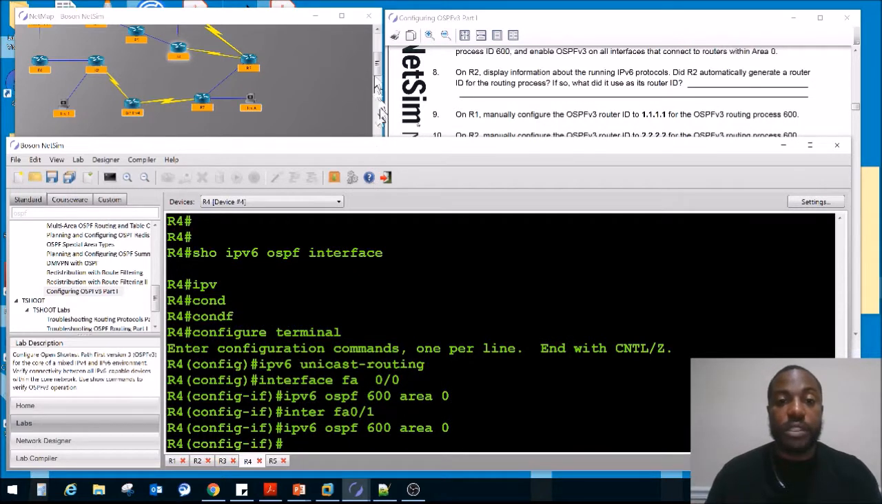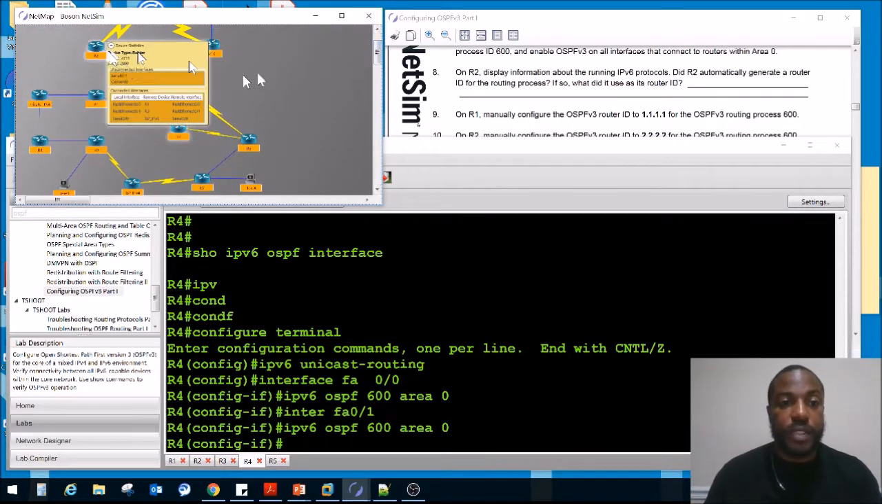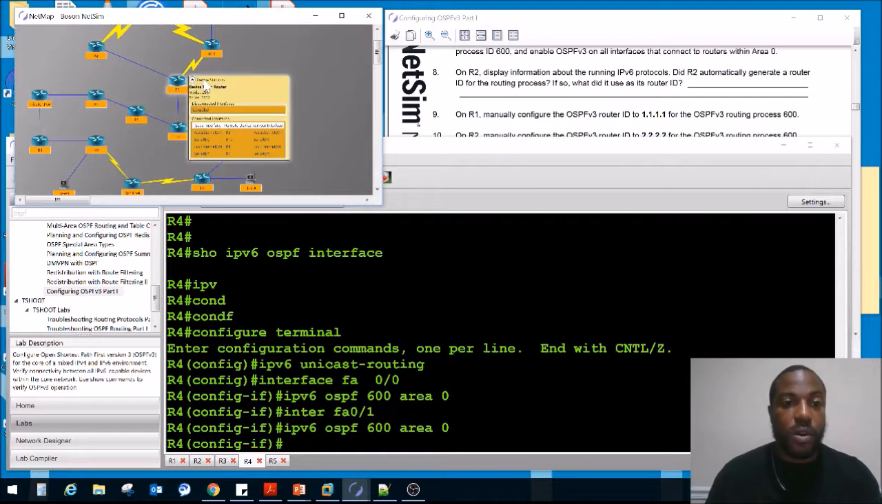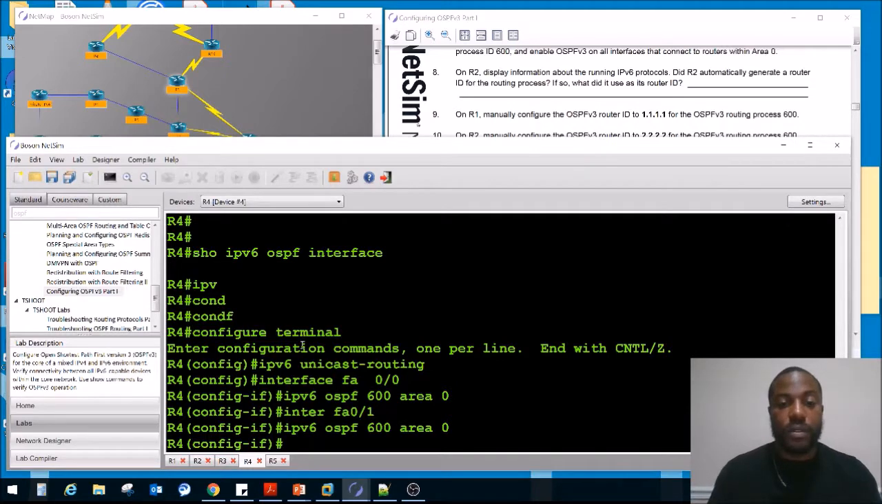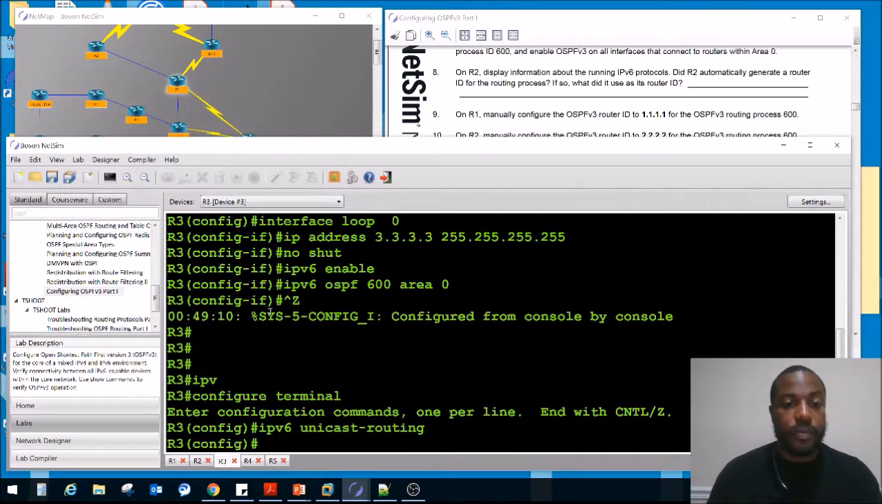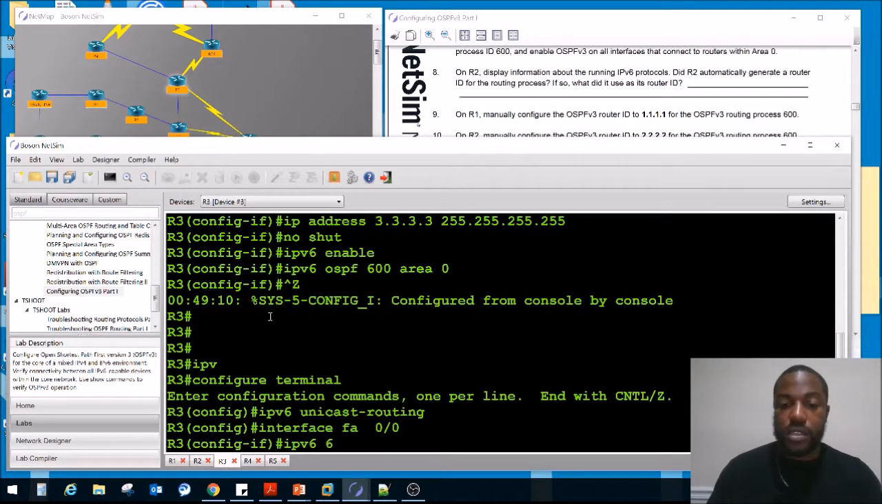We should see some neighbors come up very shortly. And on router 3, we need to make sure we do the same thing on the FastEthernet interfaces, which are 0/0 and 0/1. So on router 3, interface FA0/0, IPv6 OSPF 600 area 0.